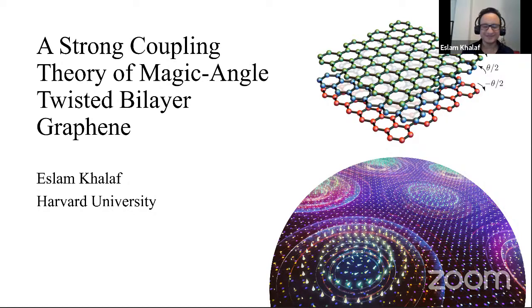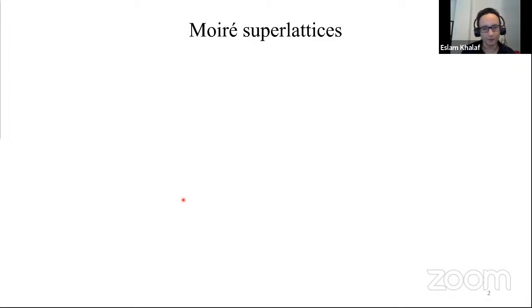So the purpose of today's talk is to give a somewhat pedagogical introduction to a strong coupling theory for the different correlated phases in magic angle twisted bilayer graphene. So let me start by very briefly reviewing the basic physics of twisted bilayer graphene. The main underlying principle behind all of the special physics in twisted bilayer graphene is the formation of a so-called Moiré superlattice.